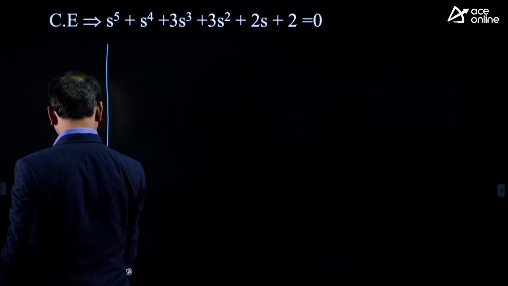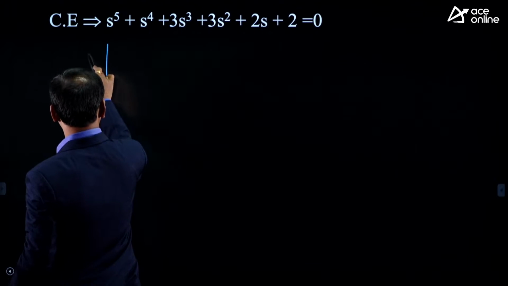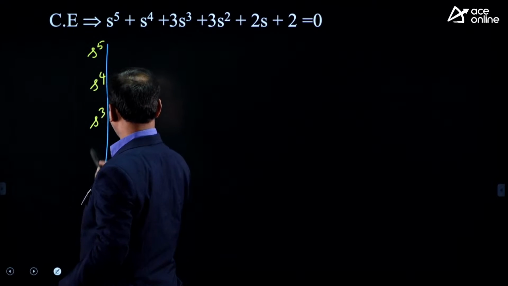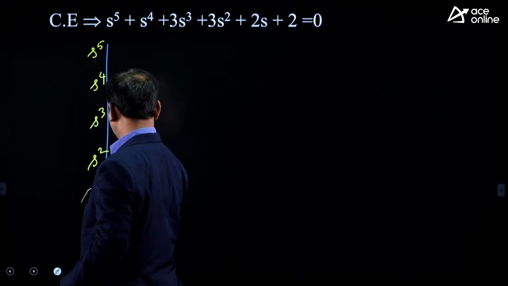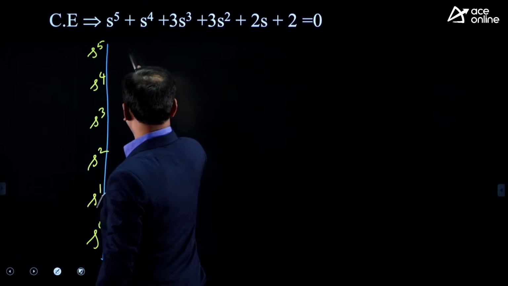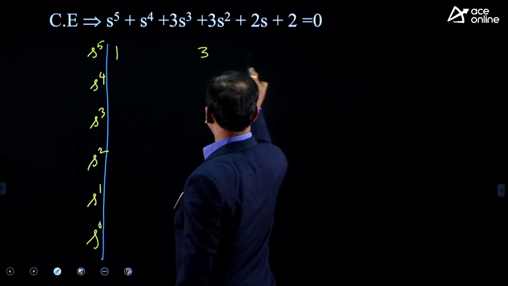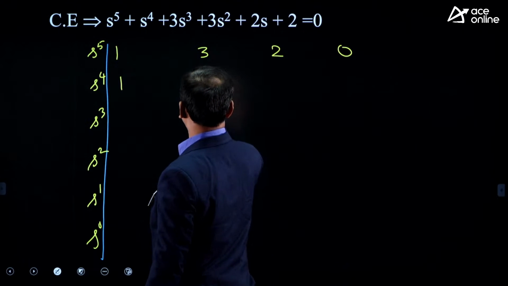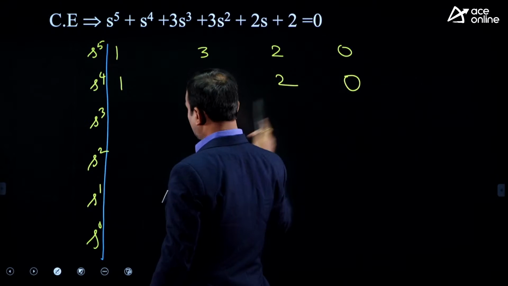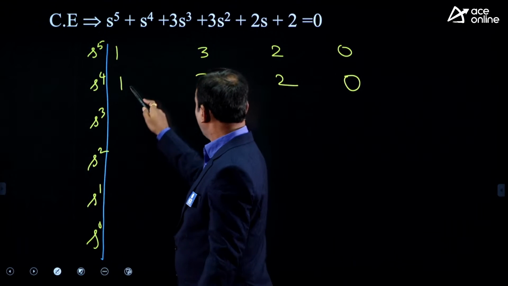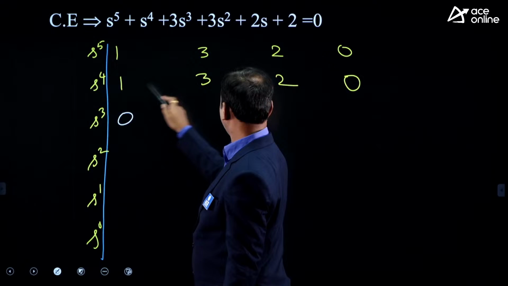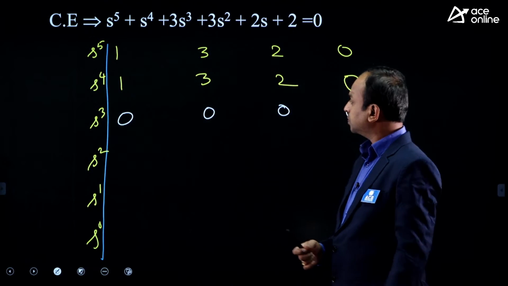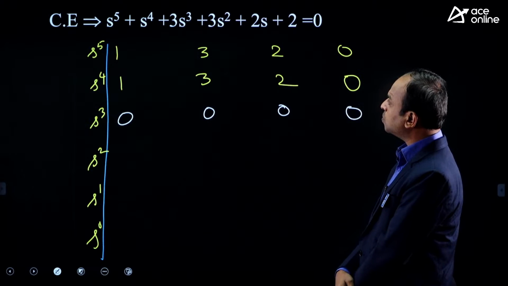So one entire row is 0. How to solve this type of question? S power 5, s power 4, s power 3, s power 2, s power 1, s power 0. Now coefficients 1, 3, then 2, 0, 1, then 3, 2, 0. Come on, help me here. 1, 3 minus 3, what is the answer? 0. 2 minus 2, 0, 0, 0. Complete row 0. If you get a complete row 0, how to solve this type of question?